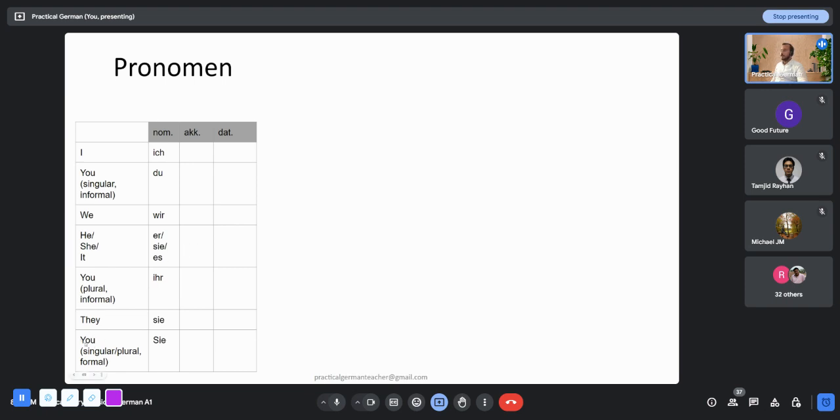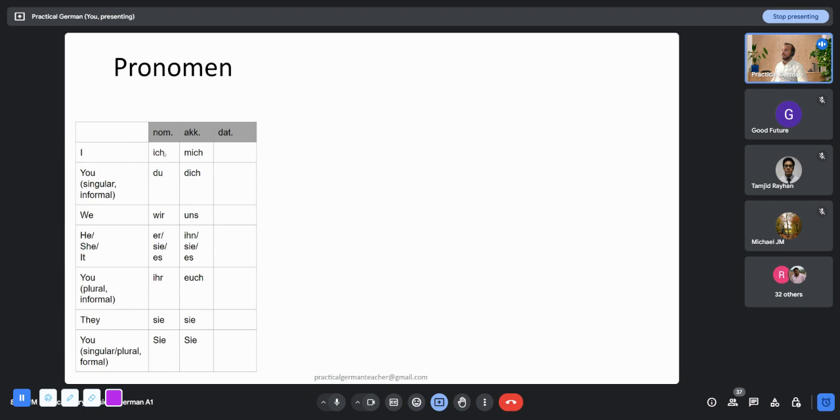Then again you have you, and let's say I want to be formal with Tamjid, let's say he is my boss or I'm meeting him for the first time, I cannot use du for him, I will have to use Sie. Again, what is the difference between this sie and this Sie? When you speak, there is no difference, but on paper this S has to be capital. Let's say I talk to Tamjid and Rahman at the same time and I have to be formal with them, and of course I'm talking to more than one person directly, again I have to use Sie. So that's all the pronouns in nominative case: ich, du, wir, er, sie, es, ihr, sie, Sie.